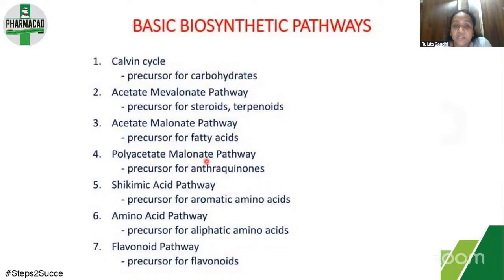The polyacetate malonate pathway is the precursor for anthraquinones. The shikimic acid pathway is for aromatic amino acids, generally for C6C3 compounds. The amino acid pathway is for aliphatic amino acids, and there is the flavonoid pathway as well, which is the precursor for flavonoids. Okay.